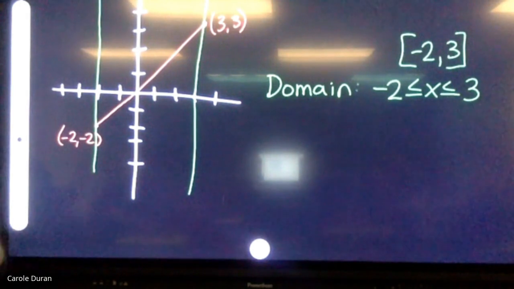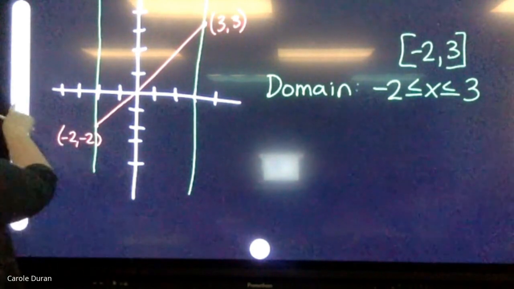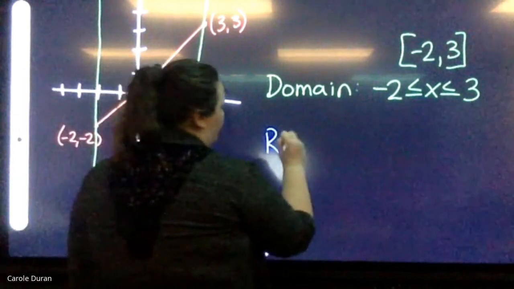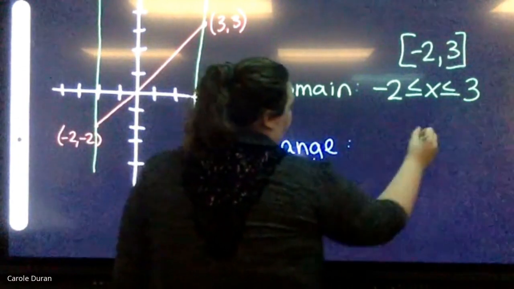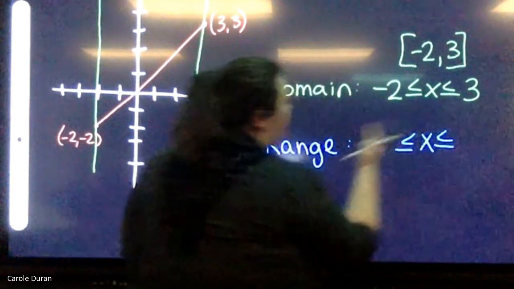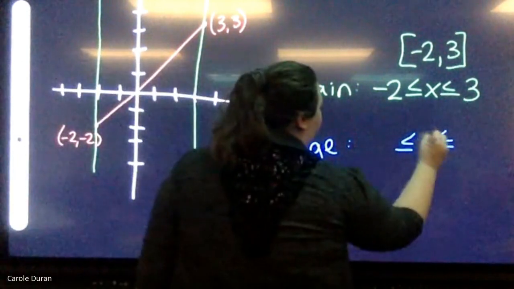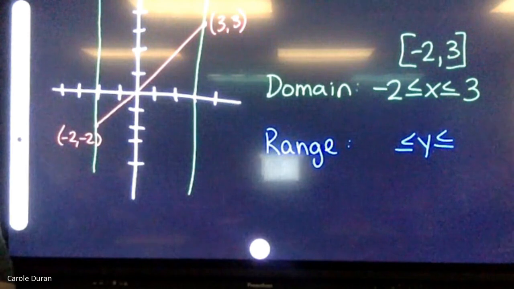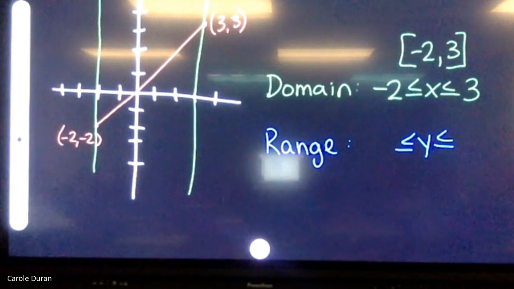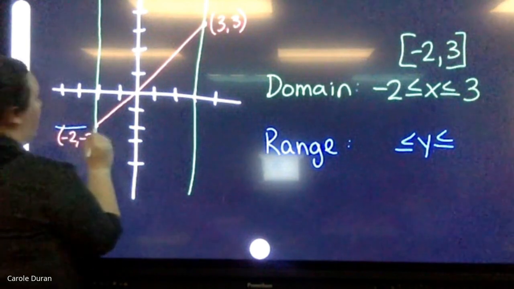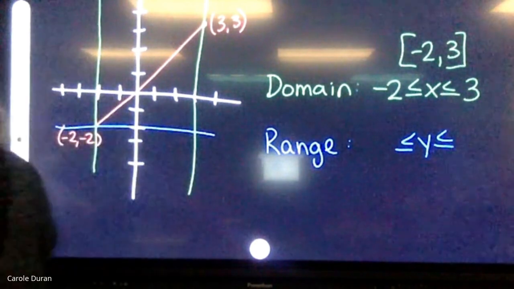We're going to do the same thing for range, except instead of going from left to right, we're going to go from bottom to top. So x is always in the middle for domain. For range, y is in the middle because y values are our range values. The farthest points are all I care about. It's not always going to work out that it's the endpoint, I guess is a better way to put it.